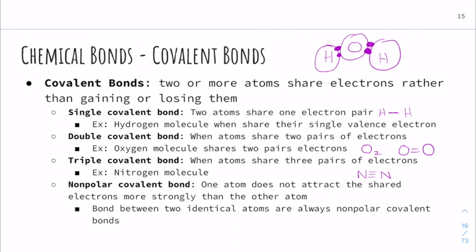Non-polar covalent bonds are where one atom does not attract the shared electrons more strongly than the other. So a bond between 2 identical atoms is always a non-polar covalent bond. So when we showed hydrogen, this is a non-polar covalent bond because one atom does not attract the shared electrons more strongly. Oxygen, same thing. Nitrogen.